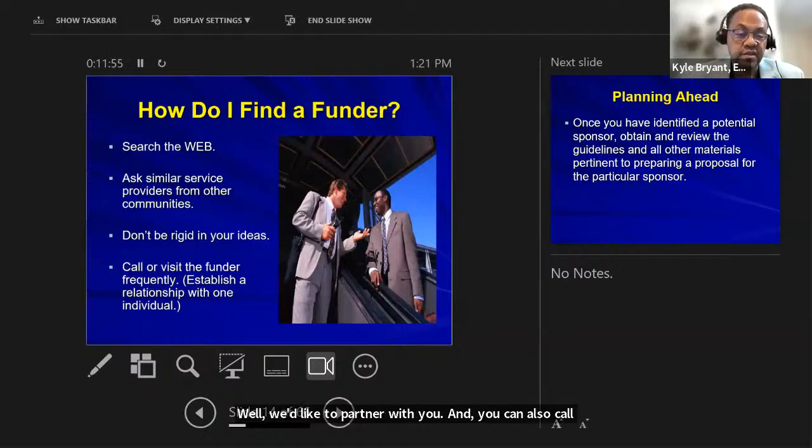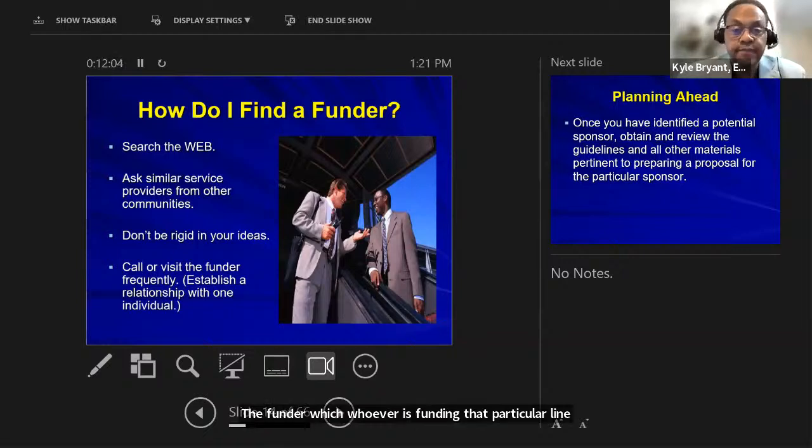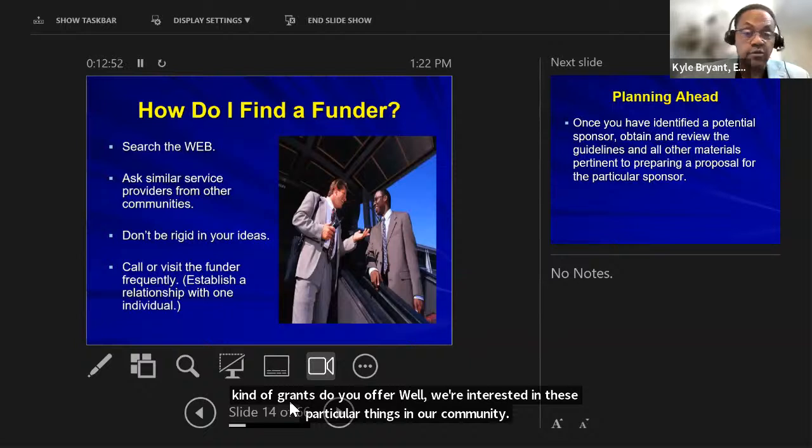And you can also call or visit the funder, whoever is funding that particular line of grants, whether it be the Environmental Protection Agency, the Department of Housing and Urban Development, U.S. Department of Agriculture, whoever the agency is. They have a project officer, someone similar to myself, who would manage the project. And they would want to know if you are a community-based organization interested in applying for funding from that specific agency. Just establish a relationship with one individual, and it's like the adage of the squeaky wheel getting oiled. Even if you don't know anything about what that agency offers, ask them, what kind of grants do you offer? Well, we're interested in these particular things in our community. Do you have any grants that address community development or revitalization?